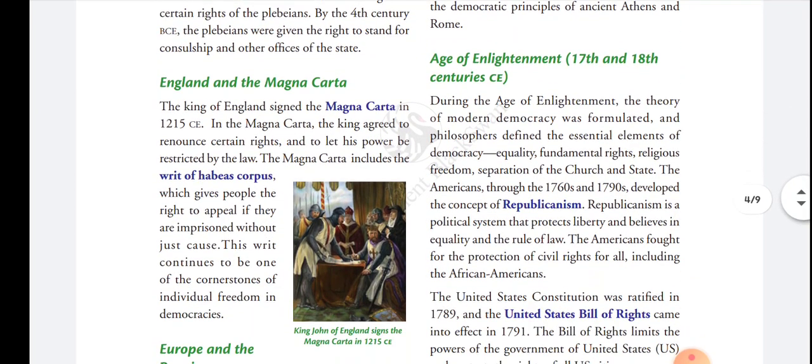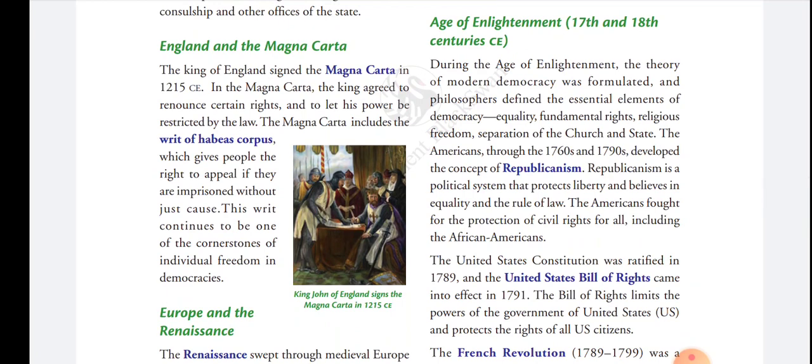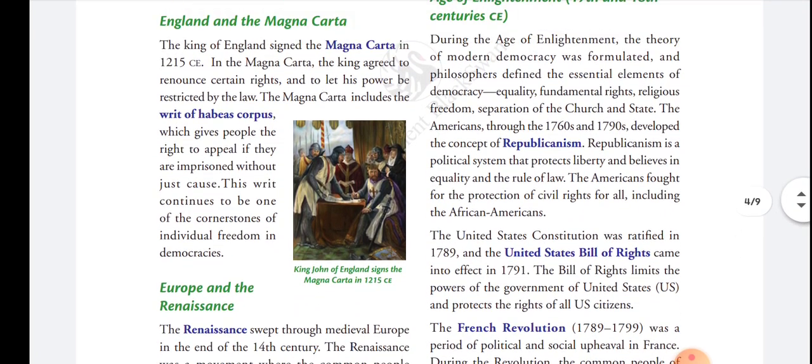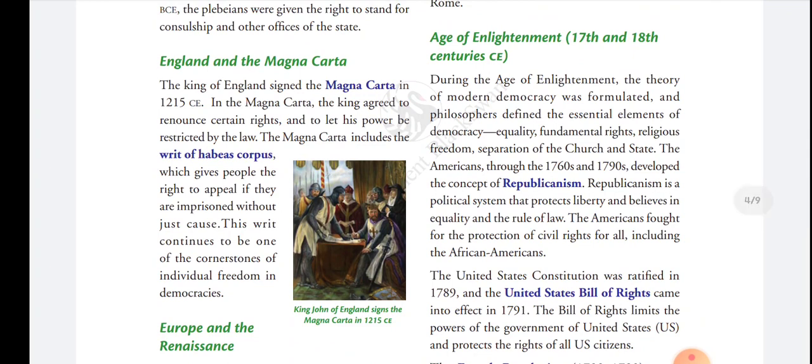So in these countries, India, Athens, Rome, England and Europe, there were different reasons, and they followed the democratic form of government.